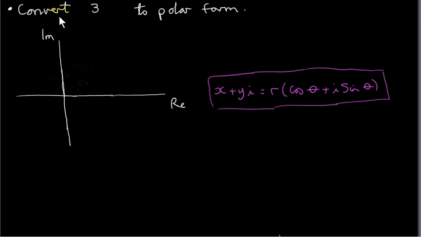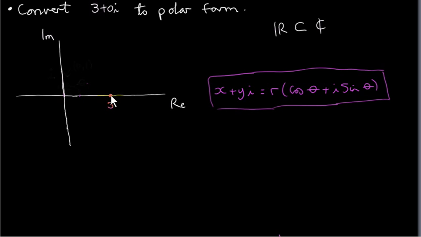Now suppose we want to convert the complex number 3 to polar form. Now you might wonder why this is referred to as a complex number, but in earlier videos I said that all real numbers are complex numbers. All the real numbers form a subset of complex numbers. We can think of the complex number 3 as 3 plus 0i. So where does that appear? Well, that appears just on the real axis when we plot it. It's like plotting the point 3, 0.